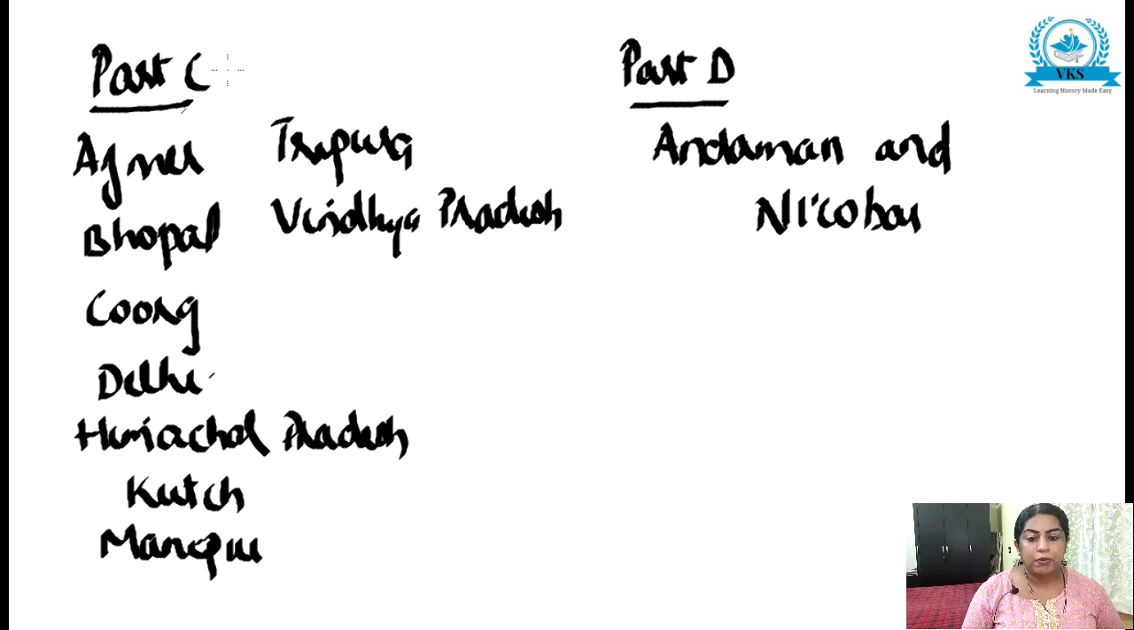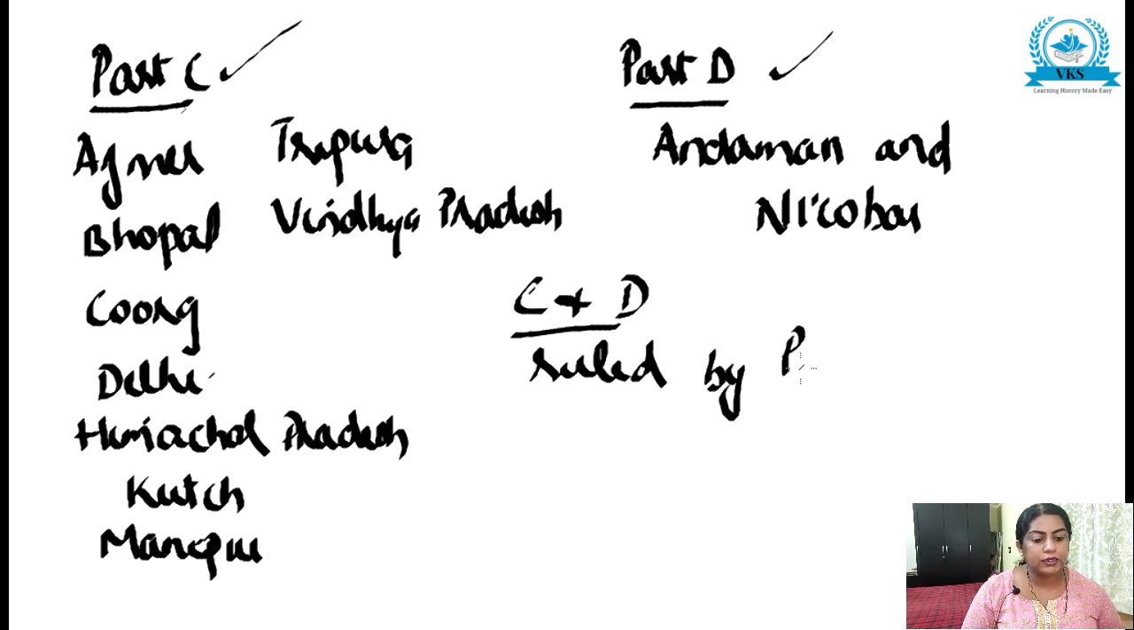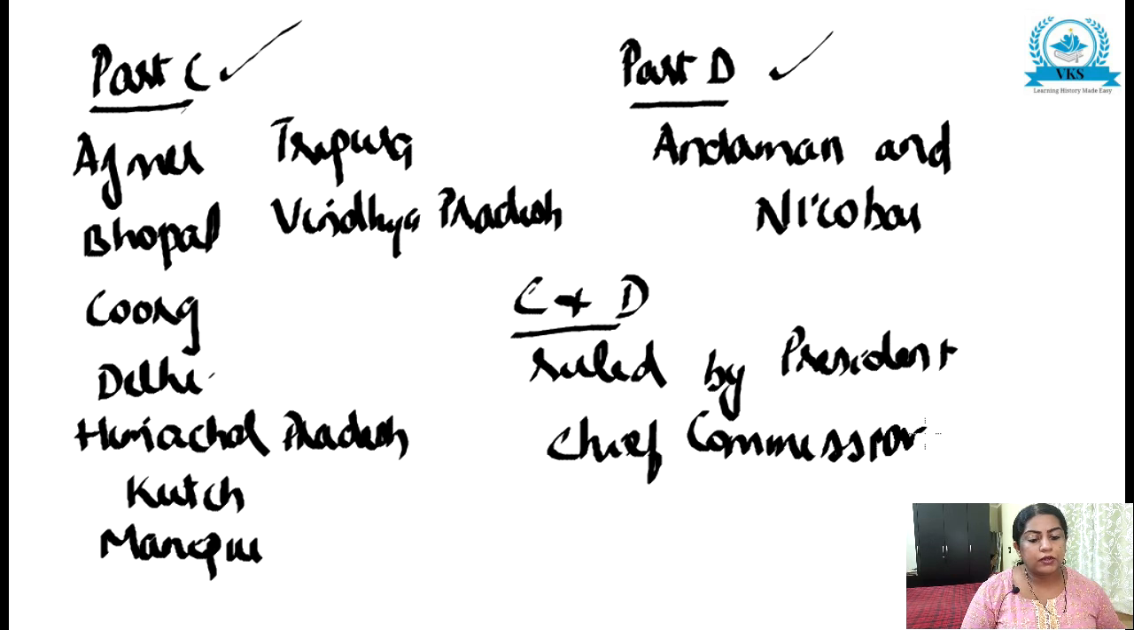The states under part C and part D, there was something different with these two divisions. The states under part C and part D were ruled by the president, with the aid of lieutenant governor or chief commissioner. That was the speciality of part C and part D.